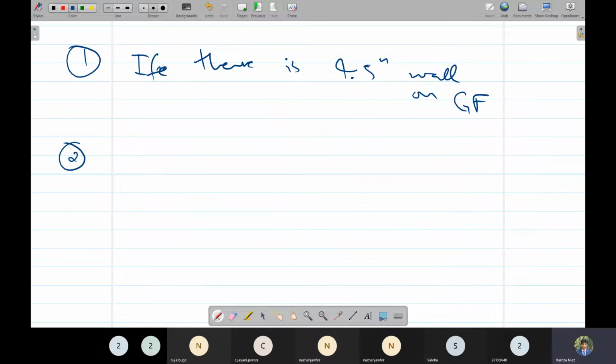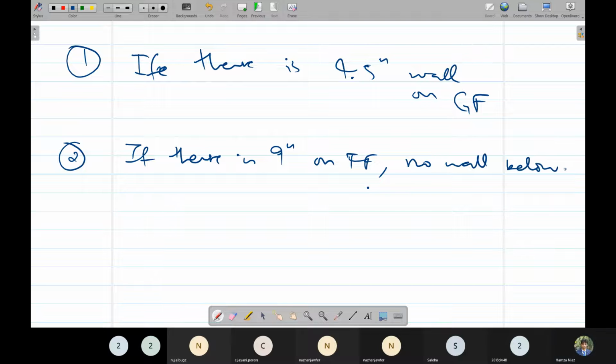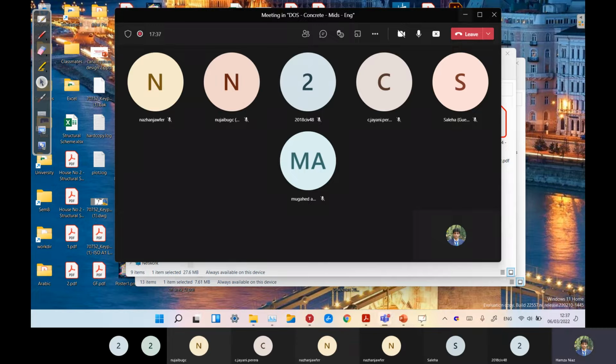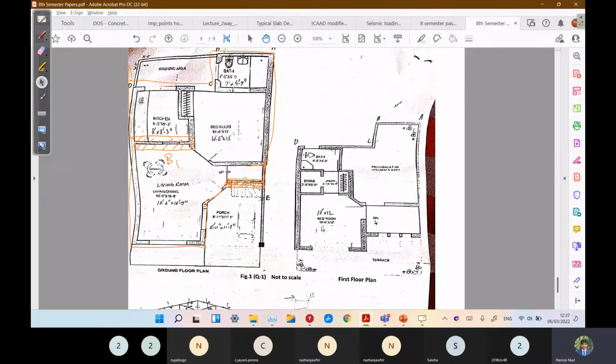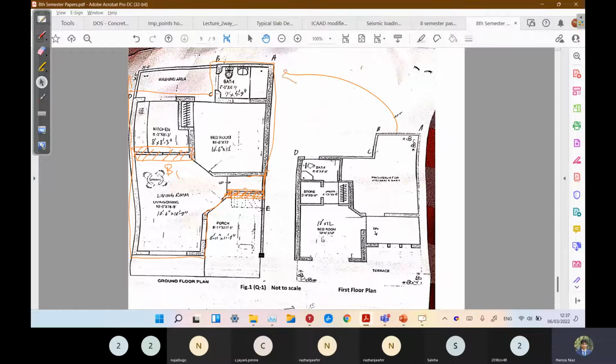Second thing is we have to draw a beam if there is a 9 inch wall on the first floor. If the first floor has a 9 inch wall but there is no wall underneath it, we have to draw a beam for that. So for example, look at this. This shows the bathroom and this is the kitchen portion for the first floor.